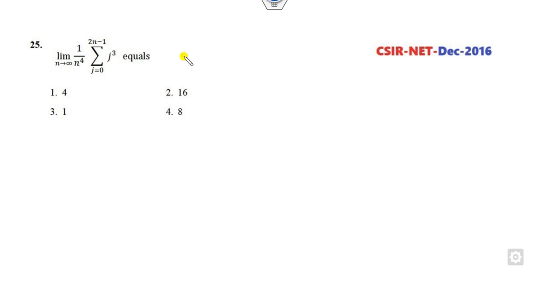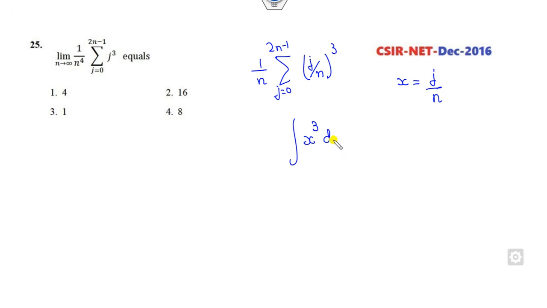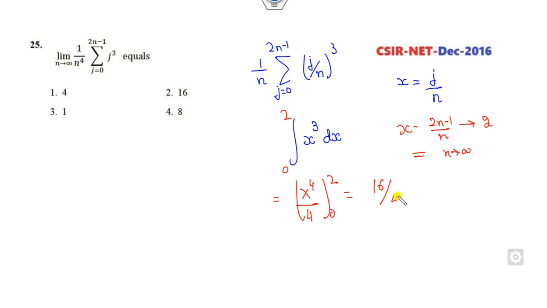Again, this is the limit and the summation. So I need a 1 over n, the rest I can write inside it. Cube, 2n minus 1 and j is equal to 0. I can take x is j over n. So this is my x cube dx. What is the limit? When j is equal to 0 it is 0. When j is equal to 2n minus 1 over n, what is this limit? As n approaches infinity, this will go to 2. So what is the answer of this? x to the power 4 over 4. So what is that? 16 over 4. 4 is the right answer of the problem.